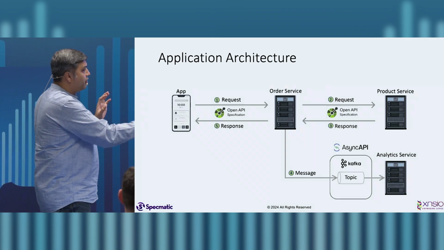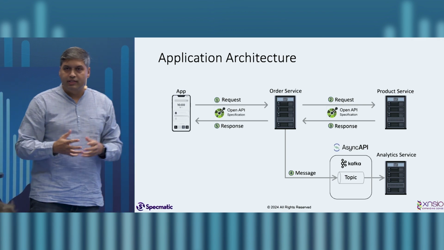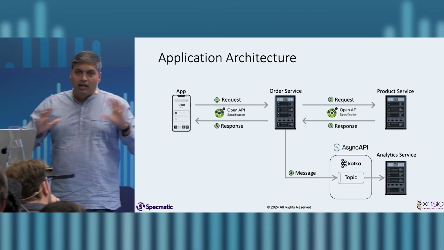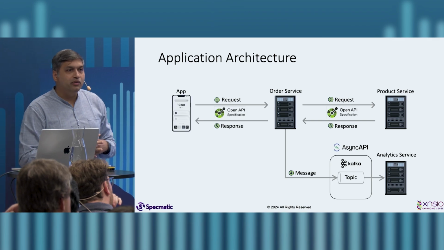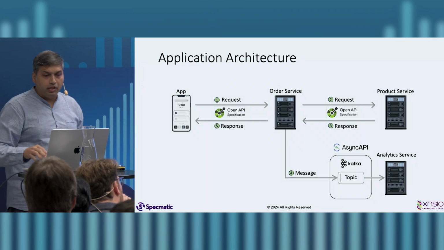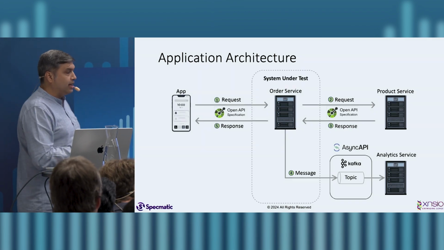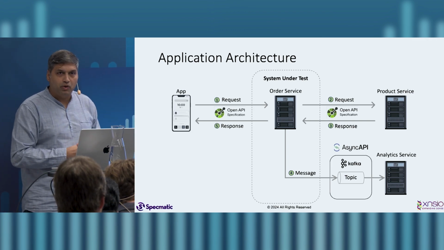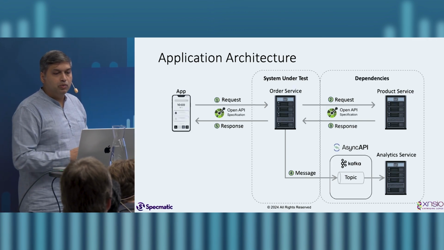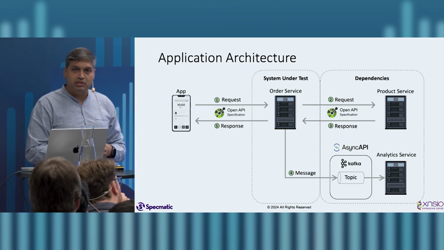And on your way back, you might want to log it for analytics reasons onto a Kafka queue or something, right? Again, a very simplified example, but hopefully enough to demonstrate the point of what we can do here. So the system under test here is the order service. That's what we are interested in, testing the resiliency of the order service. And these are the dependencies that we want to stub out.